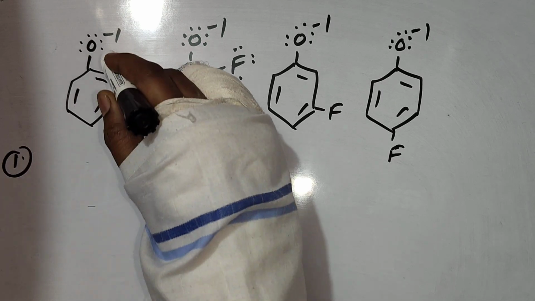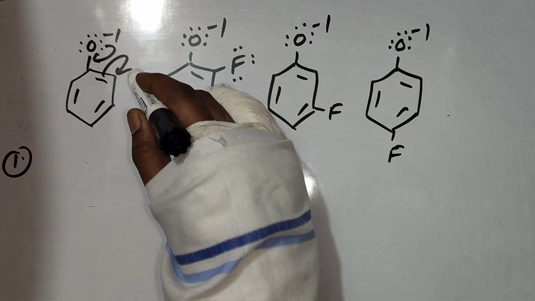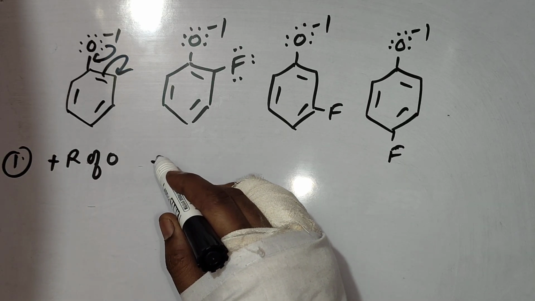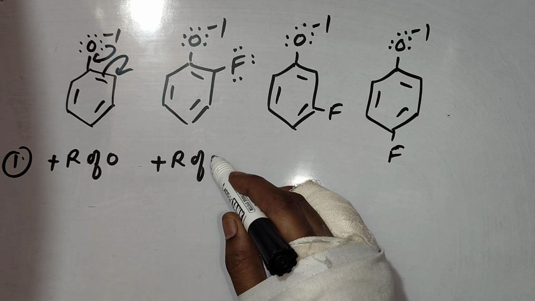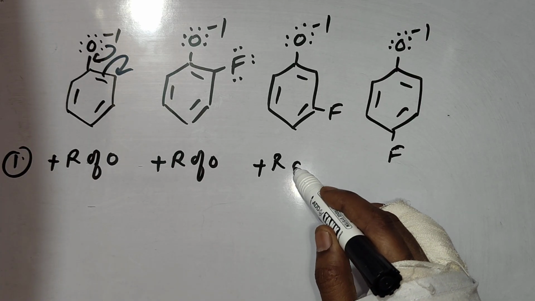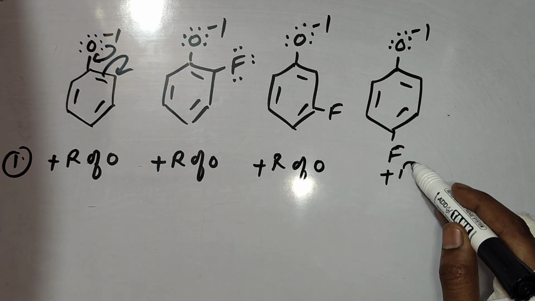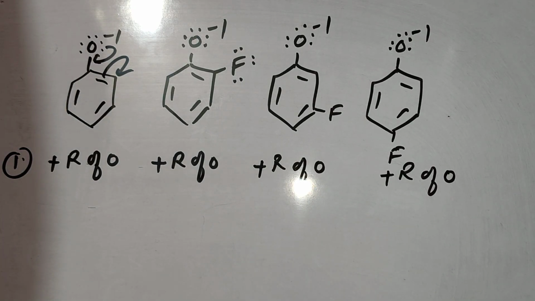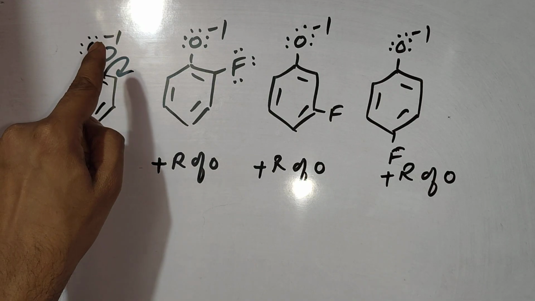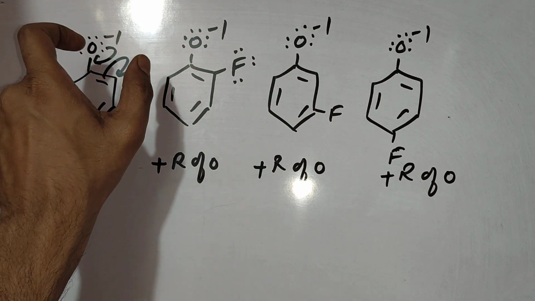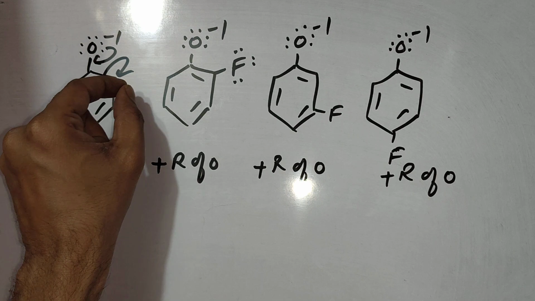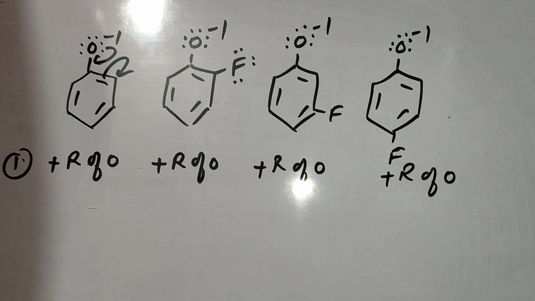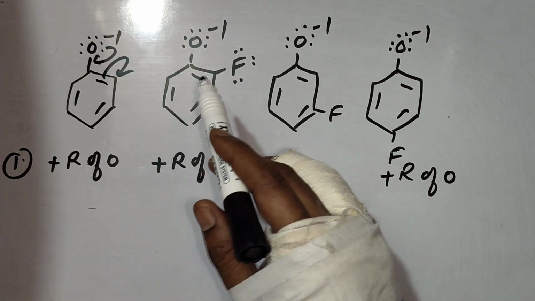The very first factor, plus R of O. Here also it is present. When I am writing plus R of O, as a student, you should check it properly. Draw every resonating structure which is generated by oxygen like this. Full movement, 5 or 6 structures will be generated, completed. Now in this plus R of O, there is no role of fluorine.